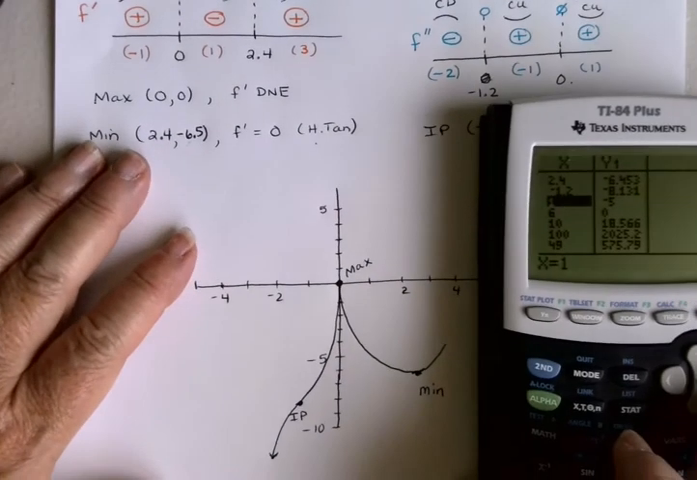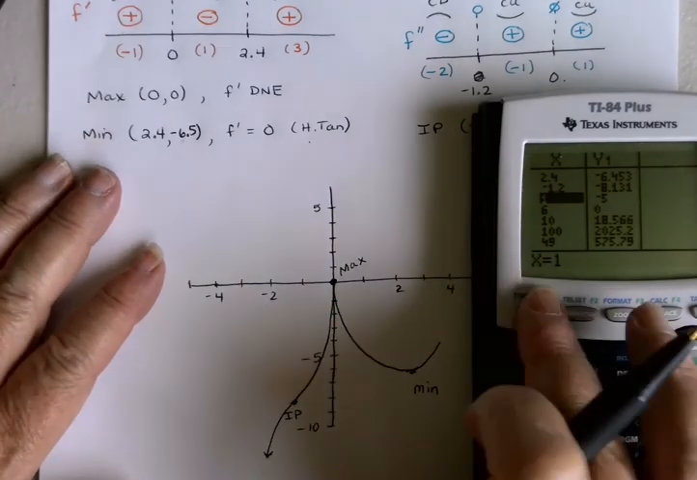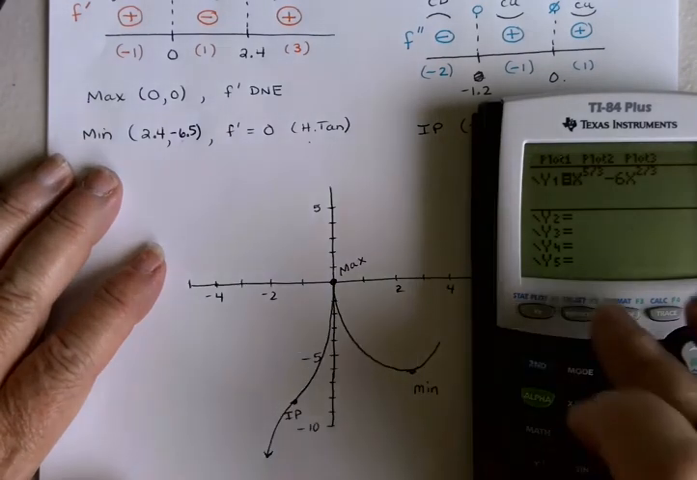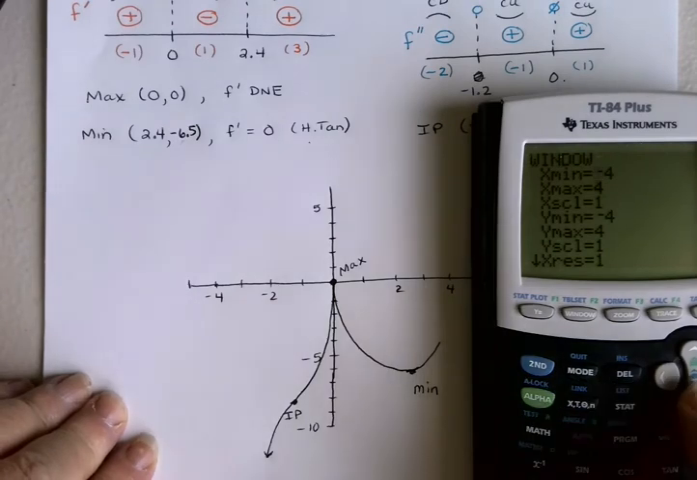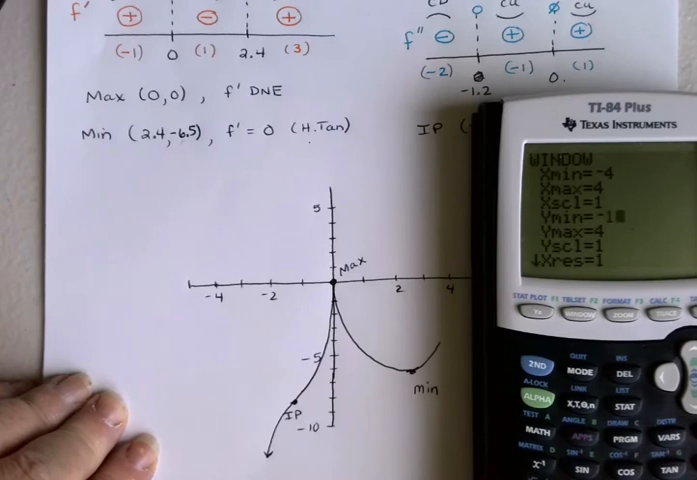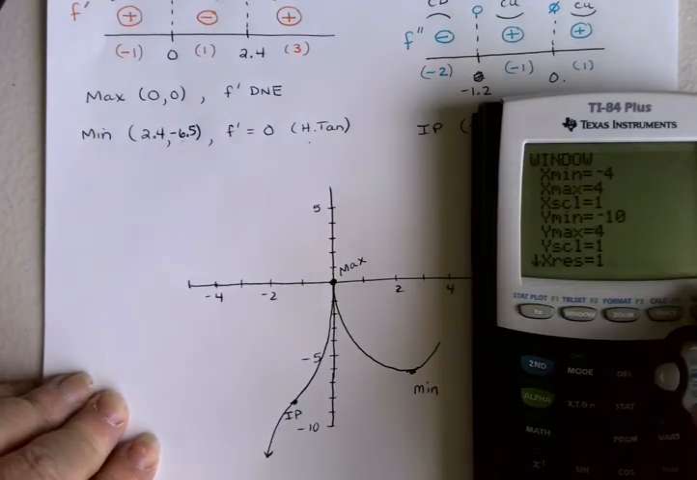Let's try it out. We already had the calculator function in there. And so let's see, negative 4 to 4 should be enough on my x-axis, but let's go negative 10 to 4 on the y.